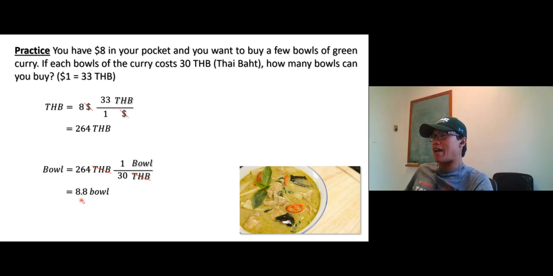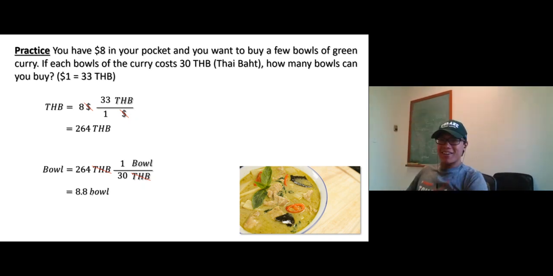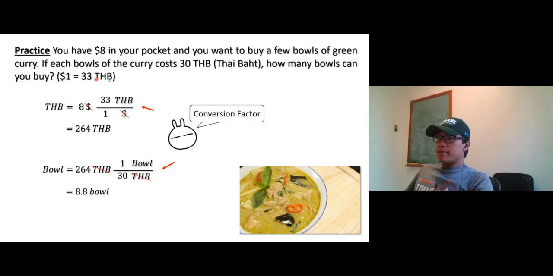You cannot get 8.8 bowls. Like, hey, can I get almost a bowl? No, you can't. Right. This right here, 33 Thai baht is $1, or 1 bowl is 30 baht. We call this a conversion factor. Okay. So this is an example of a 1-step conversion. Next video, we're gonna talk about multi-step conversion, 2 steps or more. All right. Okay.